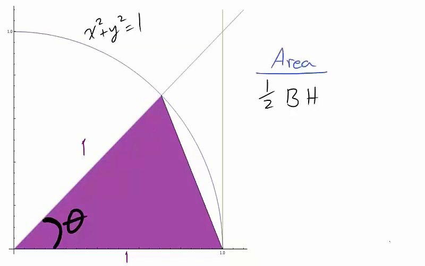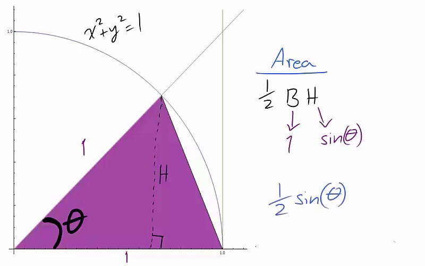The area of a triangle is still 1/2 base times height. The base of this triangle is 1, and once again, we need trigonometry to calculate the height. We have a right triangle lying inside the purple triangle, with hypotenuse 1, angle theta, and the opposite length is the height. We use the sine function, as sine equals the opposite length, the height, divided by the hypotenuse length, which is 1. The height is sine theta, and the area of the purple triangle is 1/2 sine theta.